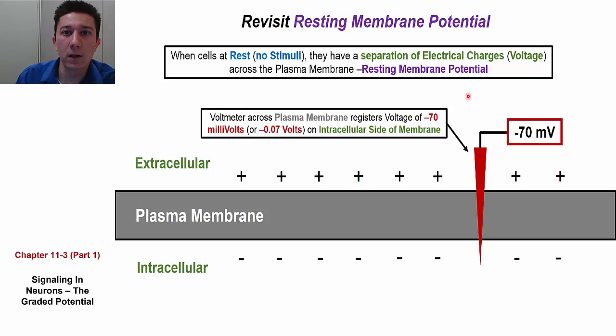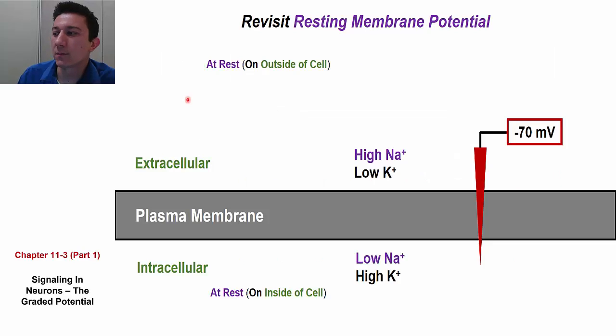Does anybody recall what the resting membrane voltage was for a muscle cell? If you said minus 90 millivolts instead of minus 70 millivolts, you'd be correct. So we had a slightly more negative charge with skeletal muscle cells than we see with nervous system cells. All right.